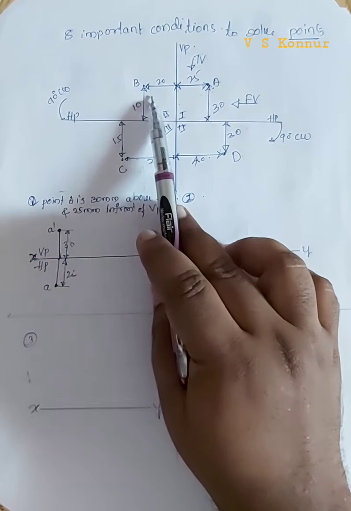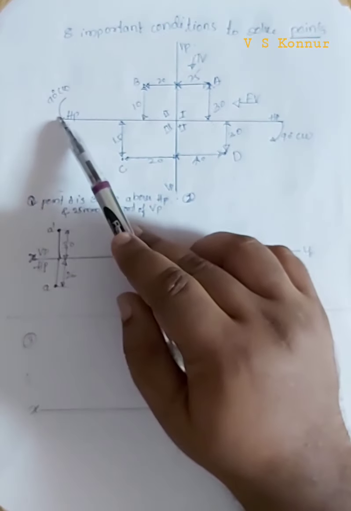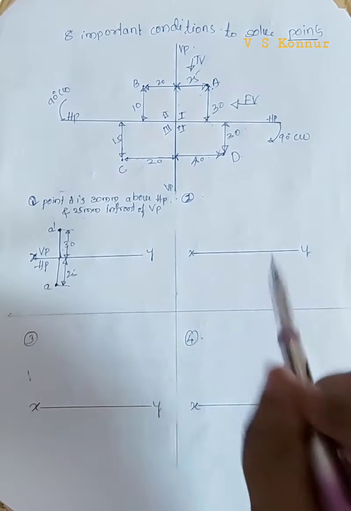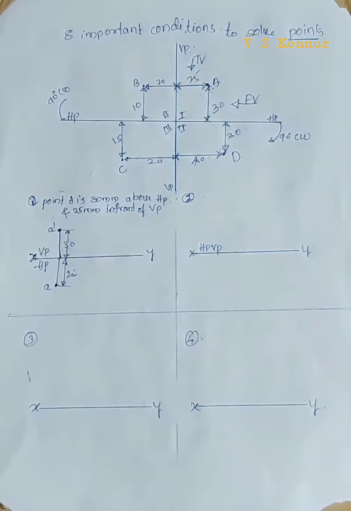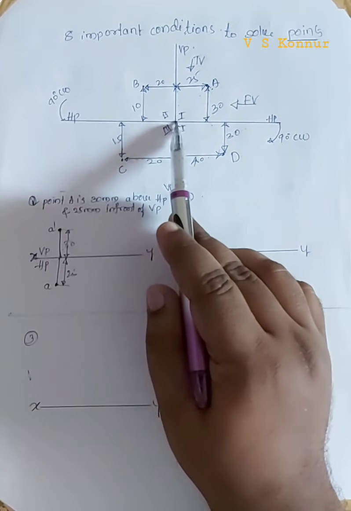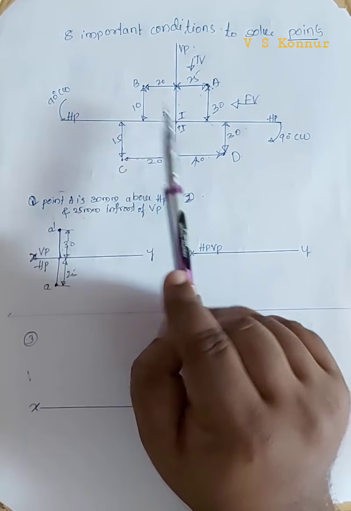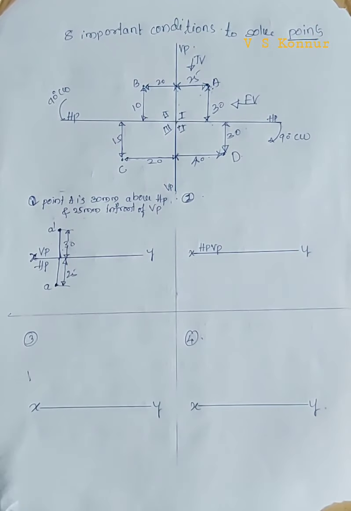Now this is the second quadrant. HP is rotating clockwise 90 degrees. So HP and VP are above the XY line. You have to write that at the beginning. At the intersection in the second quadrant, HP is rotating 90 degrees clockwise, because of that HP and VP are above the XY line.